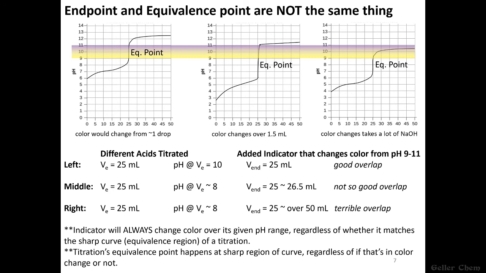And so final points, which you might want to write down: the indicator will always change color over its given pH range, regardless of whether it matches the sharp curve, i.e. the equivalence region of the titration. And the titration's equivalence point will happen at the sharp region of the curve, regardless of if that's in the color change region or not.